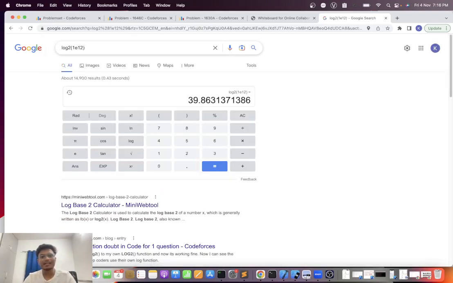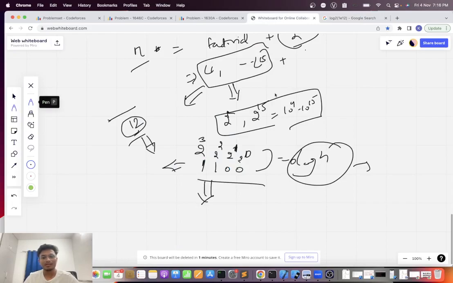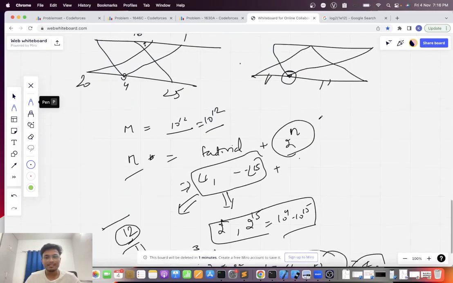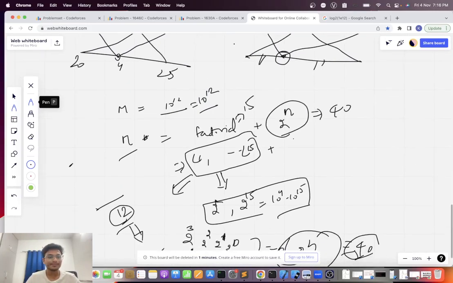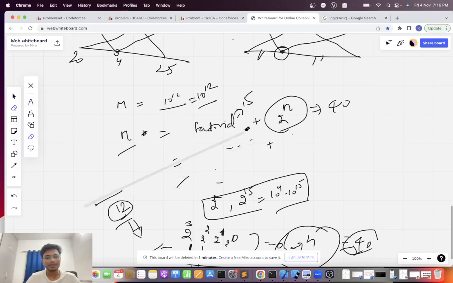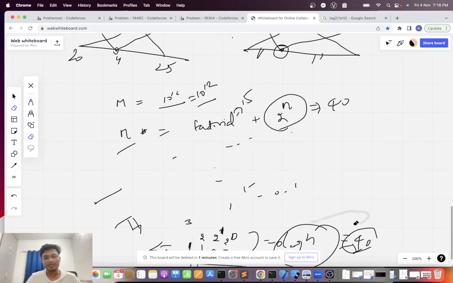So that is approximately 40, so very small. We don't have to worry about TLE, because this is very small, this is 40, and this is also small, that is 15. Let's do it. So how can we do it?